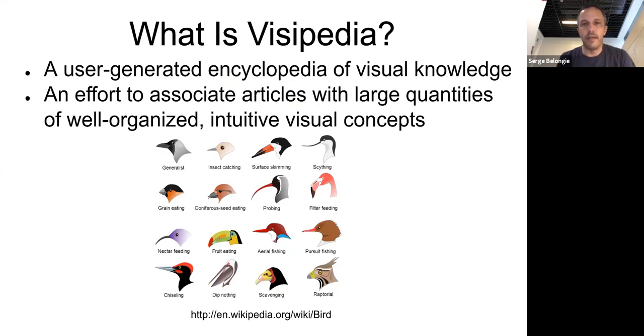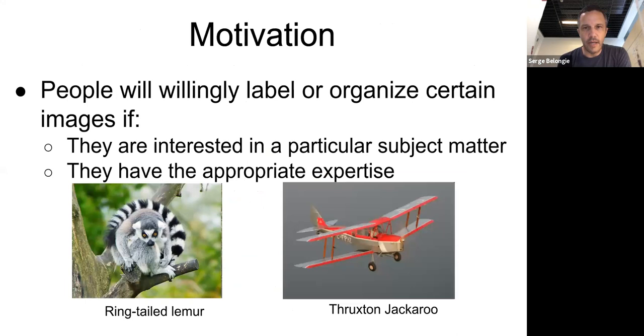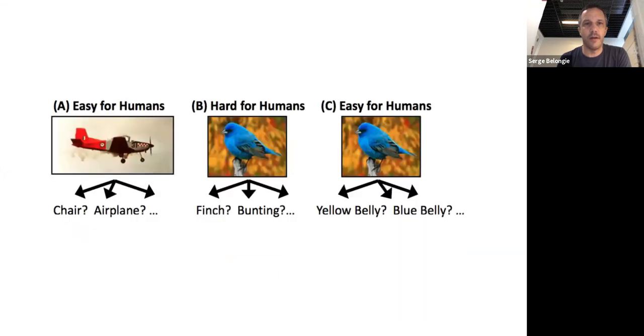So we developed Visipedia with this in mind so that it would be possible to capture and share the visual expertise of different communities, in this case for birding. We want to tap into this kind of enthusiasm that different communities have. It might be for lemurs, it could be for biplanes, and we want to make use of those large repositories of images and labels, and most importantly, the community energy that exists around these different topics.